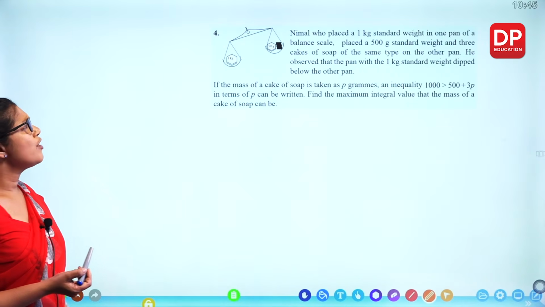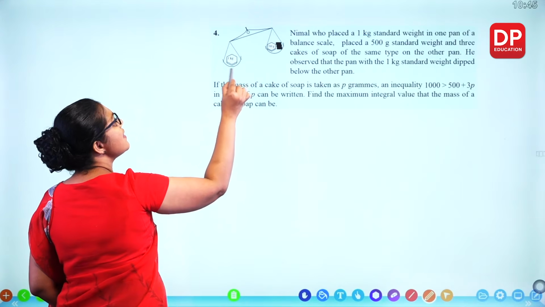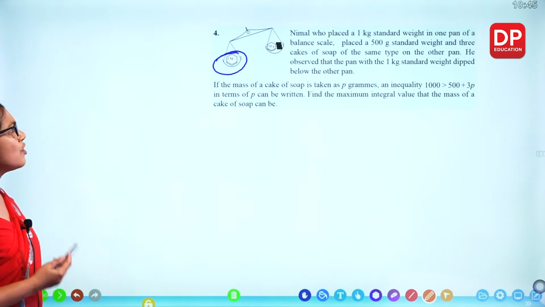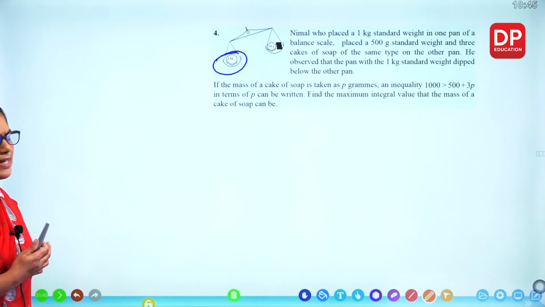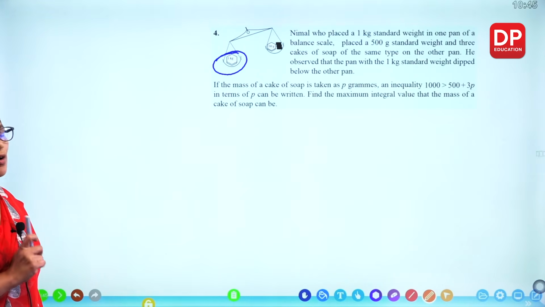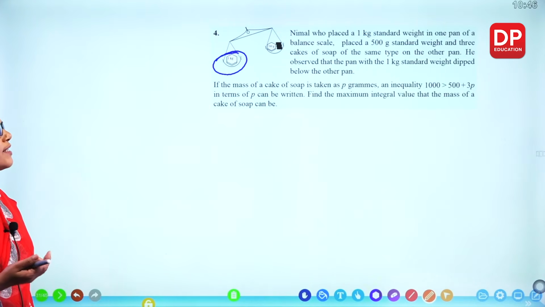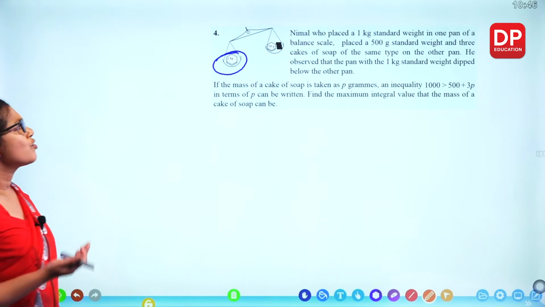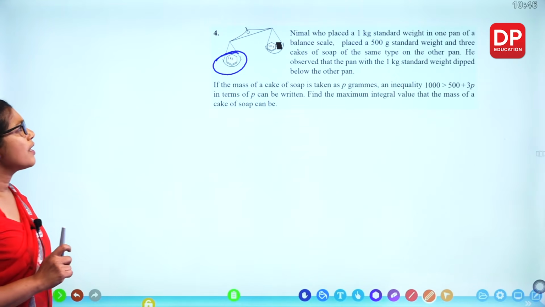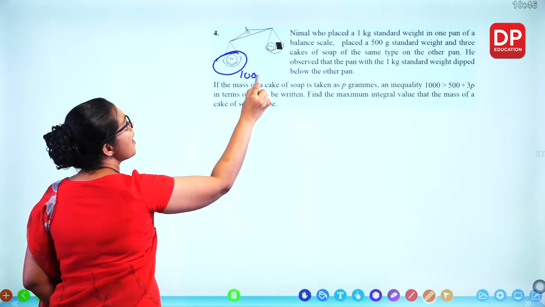So here, what can you say about this? If the balance is this way, we can see that this side is greater than this weight. But look at the weights, one is in grams and the other one is in kilograms. So you need to write both in one unit. It's easy to convert to grams. How many grams in 1 kilogram? You get 1000. So this side is 1000 grams.